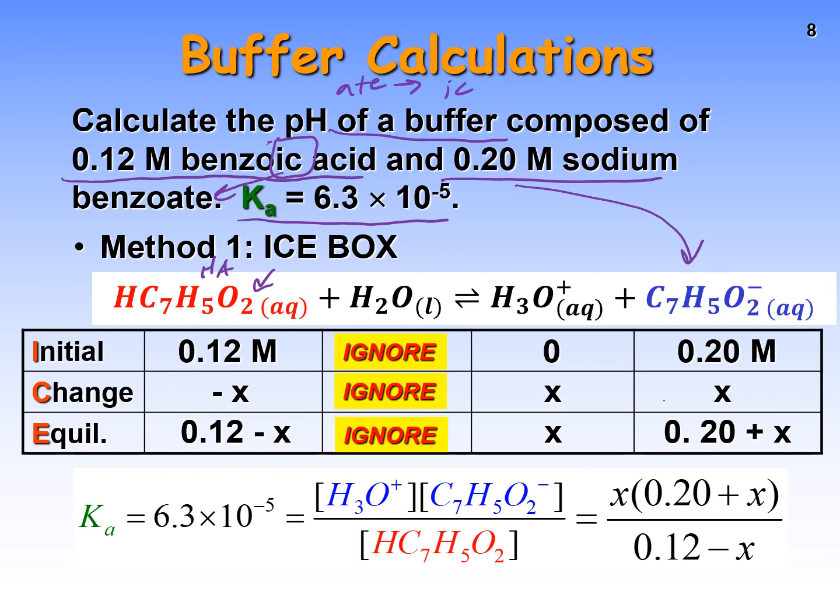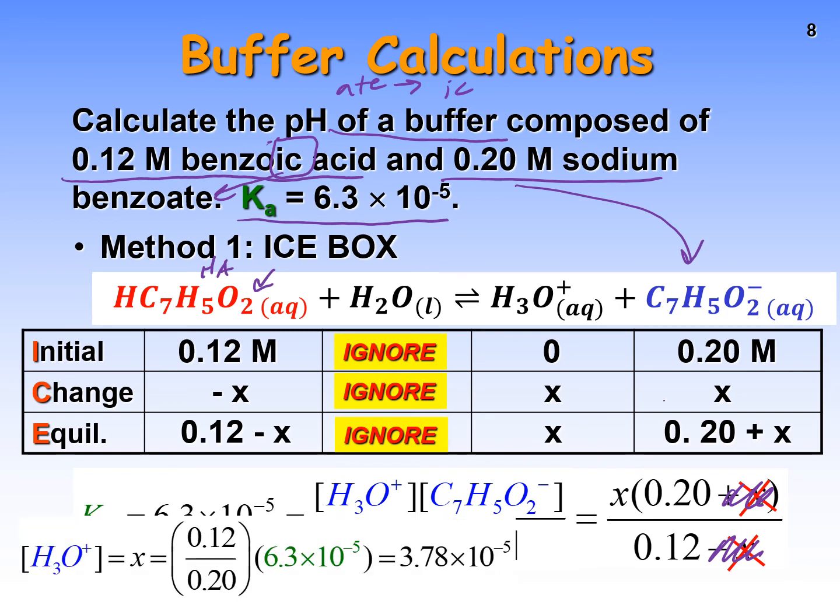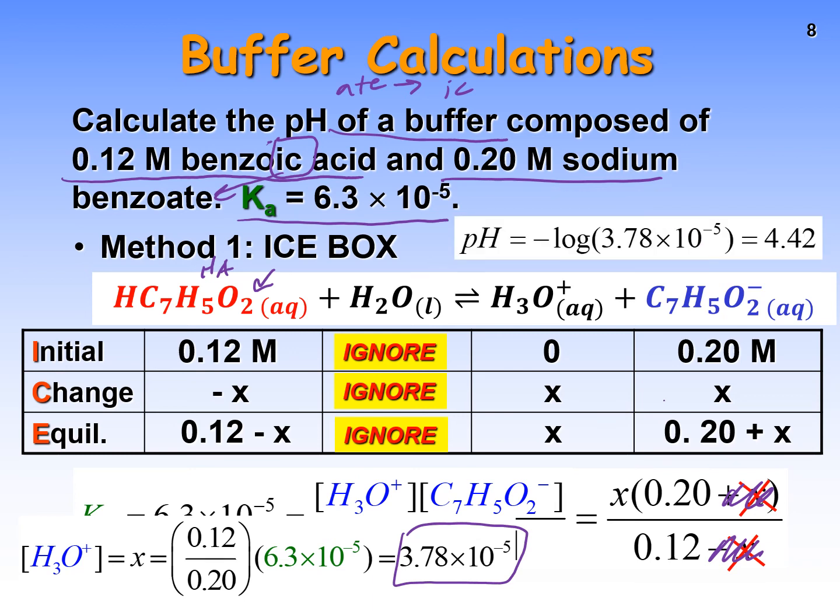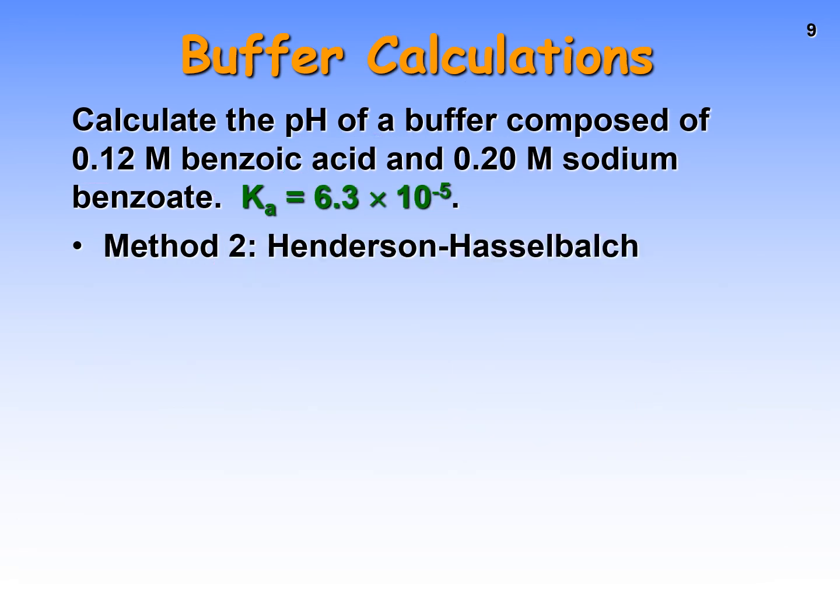At this point, we can definitely use the 5% rule and solve for x, right? And if we solve for x, we get that x, which is equal to our H3O plus concentration, is equal to 3.78 times 10 to the negative 5. I'm covering up some stuff just because I want to get this all done in one shot here. I can take the negative log of that to get my pH, and I get my pH of the solution as 4.42. Now, that's kind of a lot of work in comparison to the Henderson-Hasselbalch method of solving this problem.